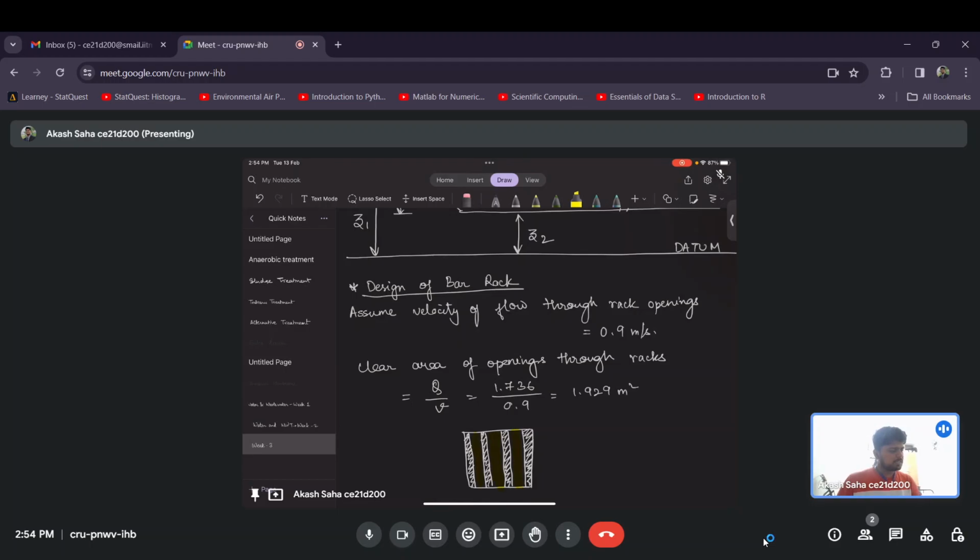So what will this area be? The total area will be Q by V. So this is equal to 0.929 meters squared. Okay, I hope you have understood.